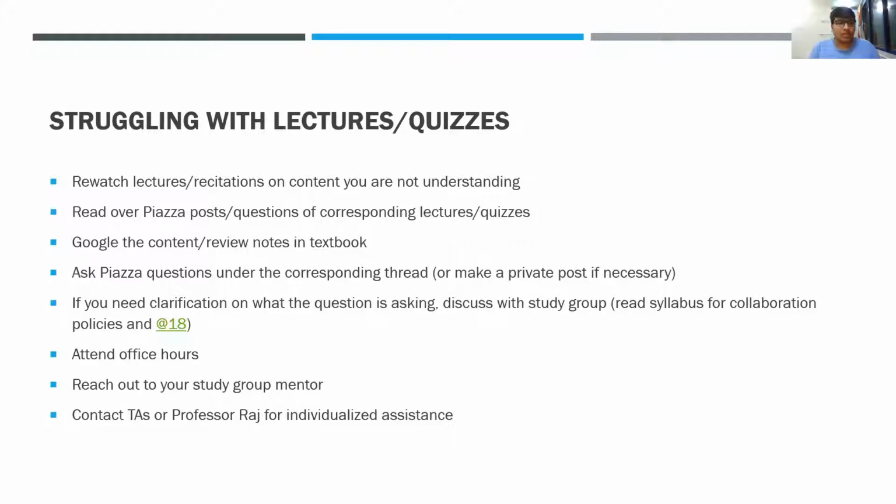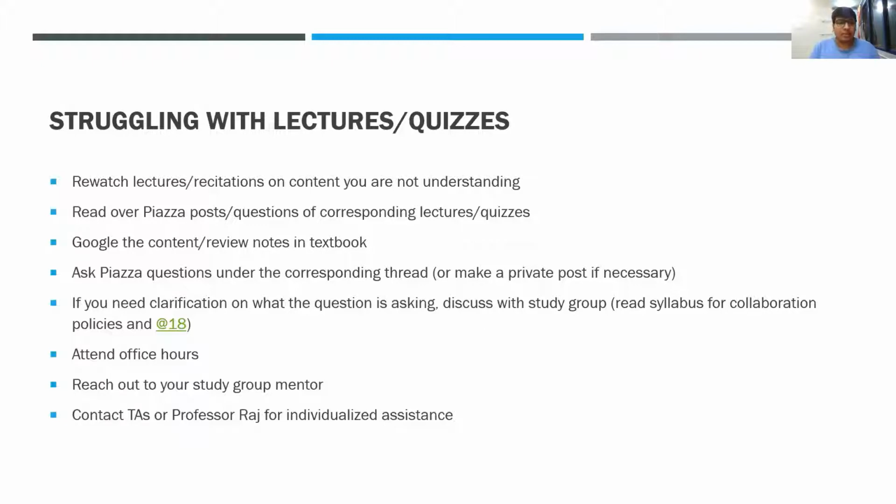The first one, struggling with lectures or quizzes. The most important thing that you can do at this point is to rewatch the lectures or recitations on content that you're not understanding. All of the lecture recordings and the recitation recordings will be uploaded, and those recordings will be shared with you. So you can go over them as many times as you feel like.